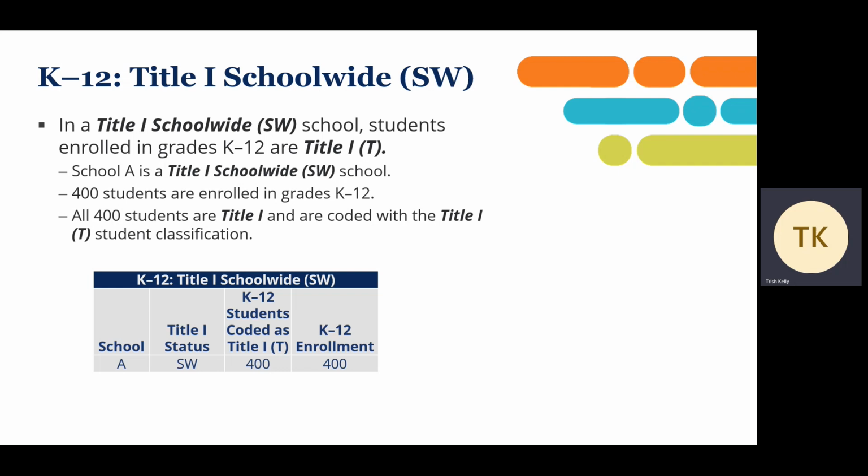In this first slide, we're looking at School A. School A is a Title I school-wide school. There are 400 students enrolled in grades K through 12. All 400 students are Title I and are coded with the Title I-T student classification because it is a school-wide program.